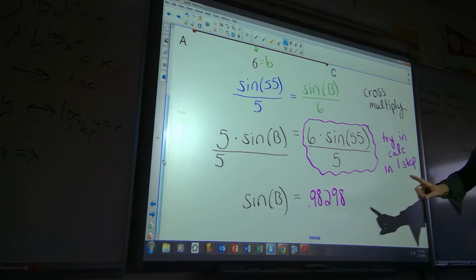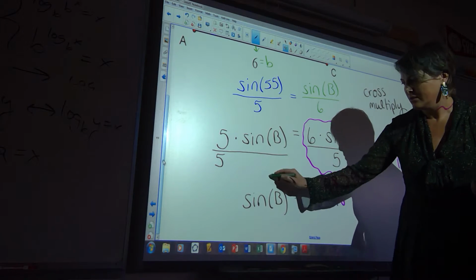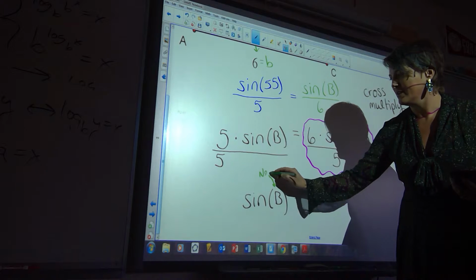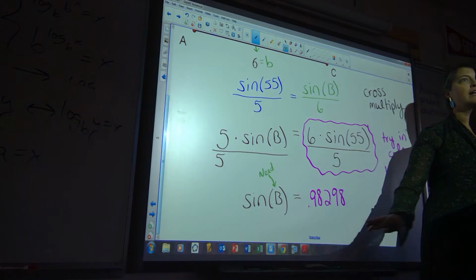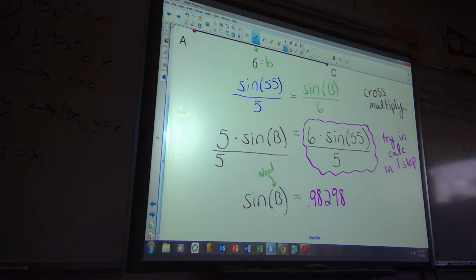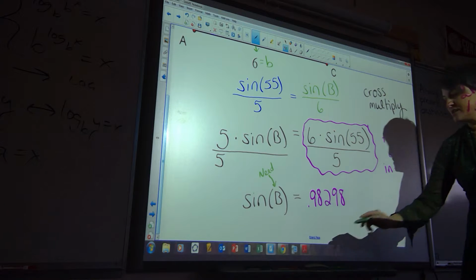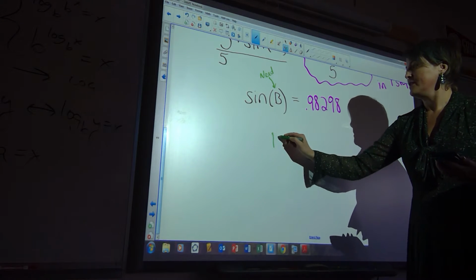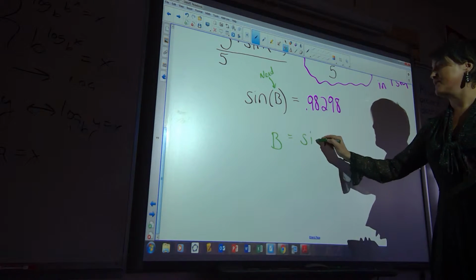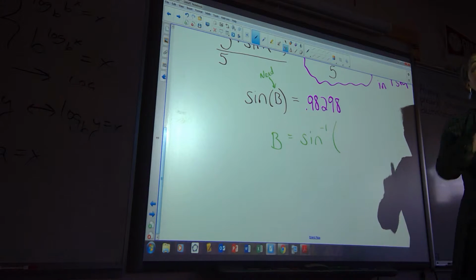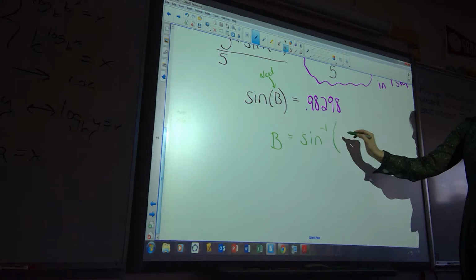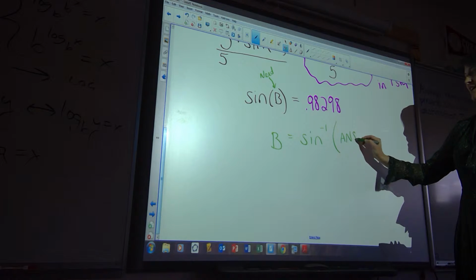Because B is an angle. So I still need this. How do I find an angle if it's set up in a sine equation like this? You're close. It's that inverse one. It's the inverse sine. So in order to find B, we need to do inverse sine. And I'll give you a hint, you're going to get your closest answer if you do this. Most calculators have that.